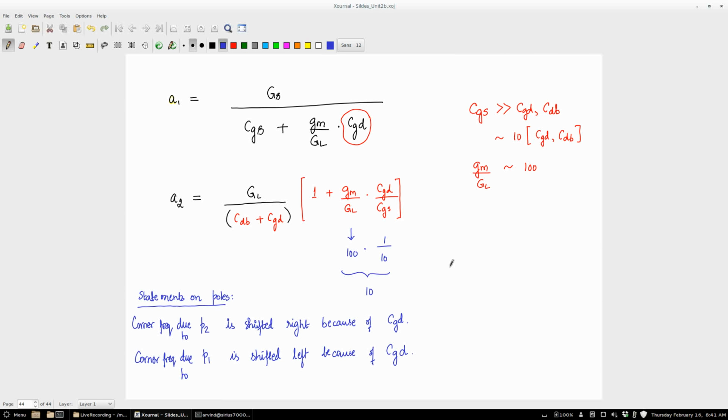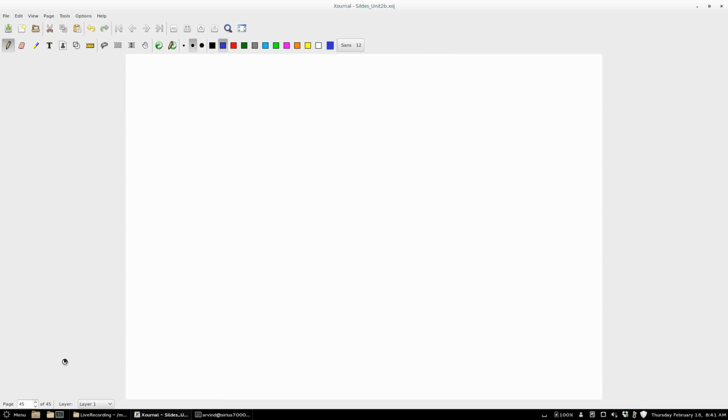And what is the other thing? We forgot to make some statements. These are statements on the poles. Can you tell me about the zero? When does a system demonstrate zeros? So the question I am asking, this is an important thing to keep in mind: when does a system demonstrate zeros?